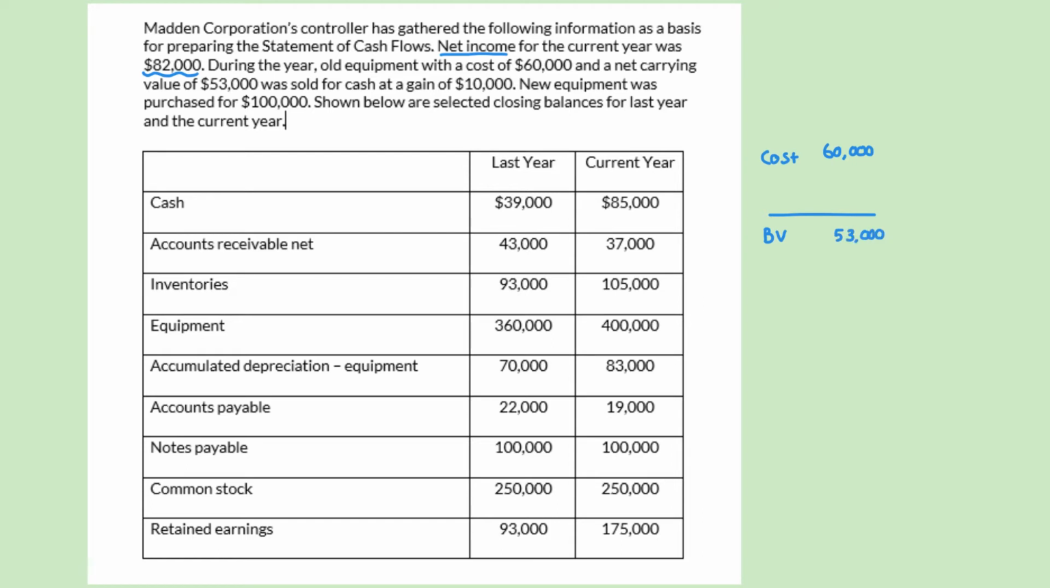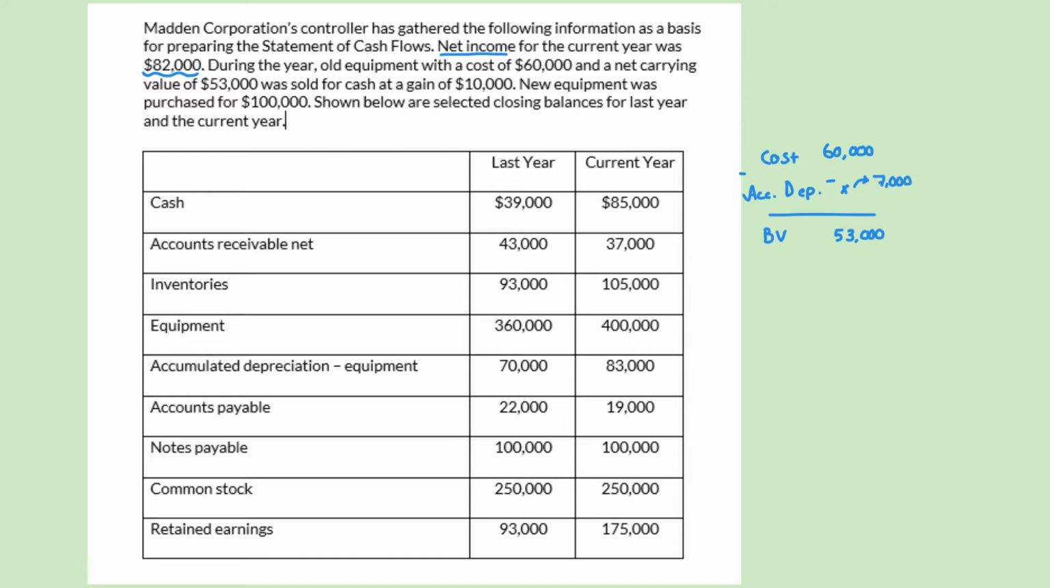So what was the accumulated depreciation for this equipment? As you know, book value is cost less accumulated depreciation. So 60 less x equals 53. So what's x? X is 7,000.